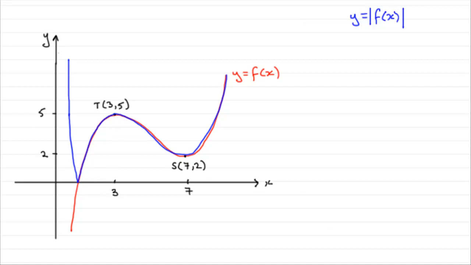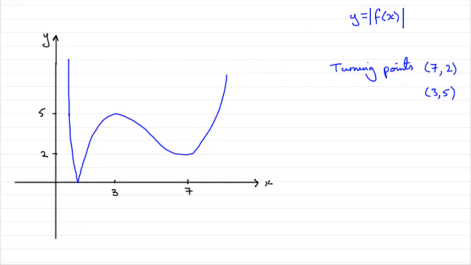We had to mark in the turning points, so let's just write them in. Turning points, where are they going to be? Well, this turning point stays the same, so that's going to be at 7.2. And this turning point stays exactly the same, so that's going to be at 3.5. No change in those. I'm just going to remove the red graph so you can see what we should be drawing. This is the graph of y equals the mod of f of x with our turning points at 3.5 and at 7.2.